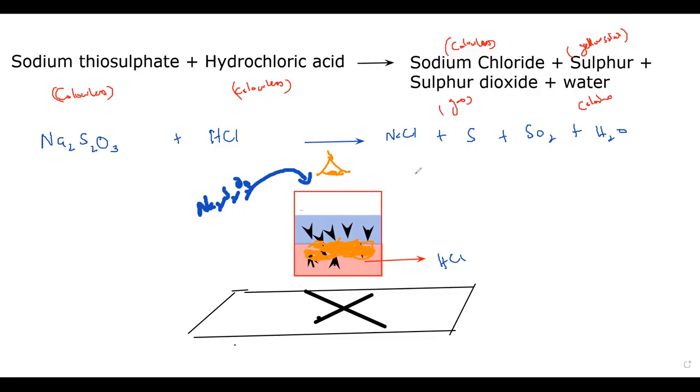The moment we mix the two solutions, we'll start the timer. And the moment the cross disappears, we will stop the timer. To identify the rate, how can we say what the rate is? The one which takes the shortest time will have the fastest rate. Is this experiment clear, how we can use sodium thiosulfate and hydrochloric acid to work out the speed or the rate of reaction?